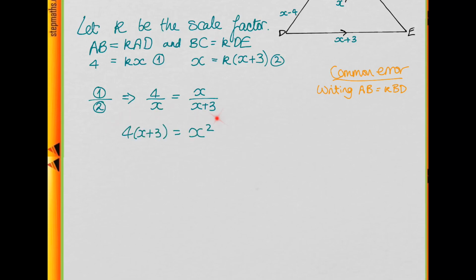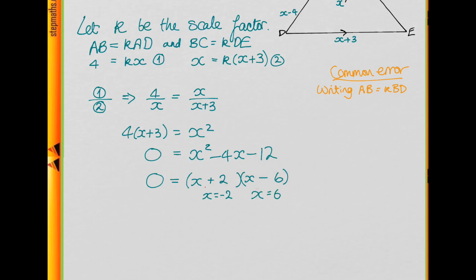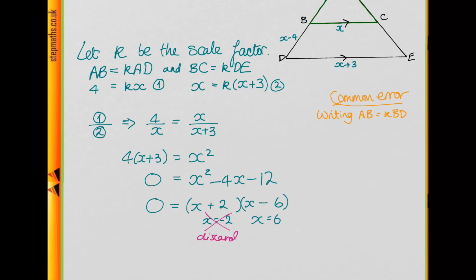Okay, so you should get that 4 lots of x plus 3 is equal to x squared. And we can write this as a quadratic like this, which we can put into two brackets, x plus 2 and x minus 6. And so we get two solutions, x is either minus 2 or x is 6. However, it's important that we can discard one of these solutions. We can discard x is minus 2. And it's important that you can justify to yourself why we can discard this solution.